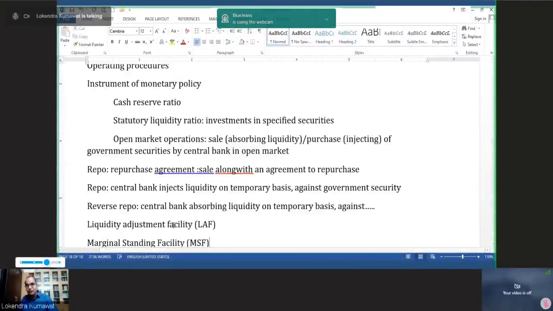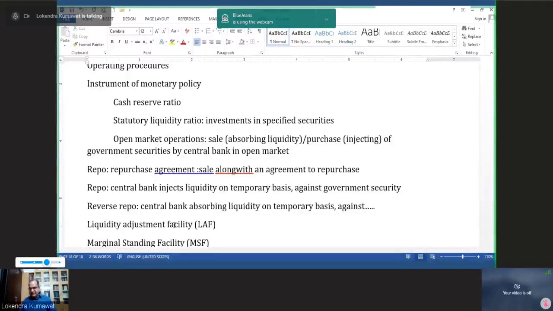As a result of this, if you are in extreme need of funds and the market rate is very high, you can always go and borrow from the Reserve Bank at the MSF rate. So the weighted average call money rate will not exceed the MSF rate. On the other hand, if there is surplus liquidity in the market, you don't need to lend your funds at a very low rate in the market. You can lend to the RBI at the reverse repo rate.